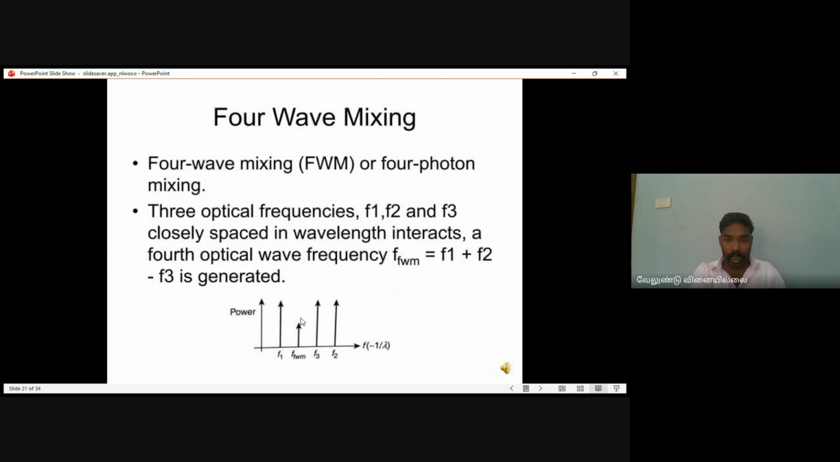FWM means four-wave mixing. These three waves, F1, F2, F3, are mixed and produce a new wave that is called the fourth wave. These three waves are mixing together and creating another fourth wave, which is called the four-wave mixing effect. This happens when the optical energy is under the electric field. This phenomenon is known as four-wave mixing.